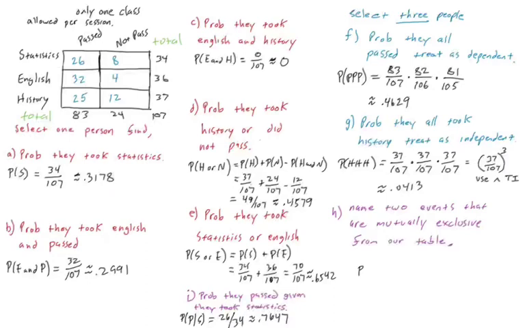Now let's name 2 events that are mutually exclusive. That means that they cannot occur at the same time here.